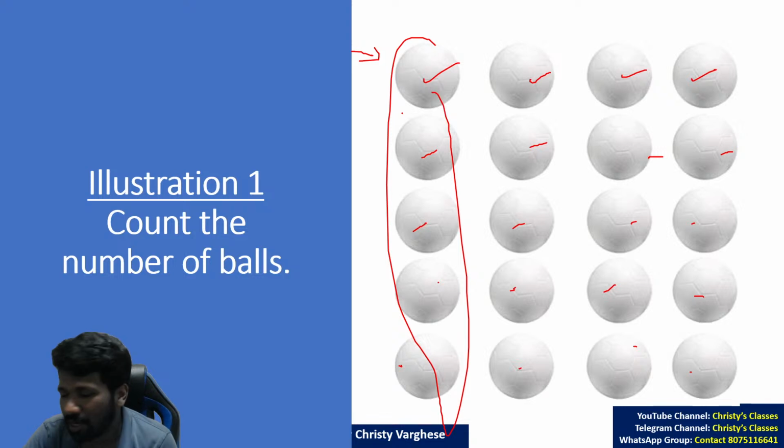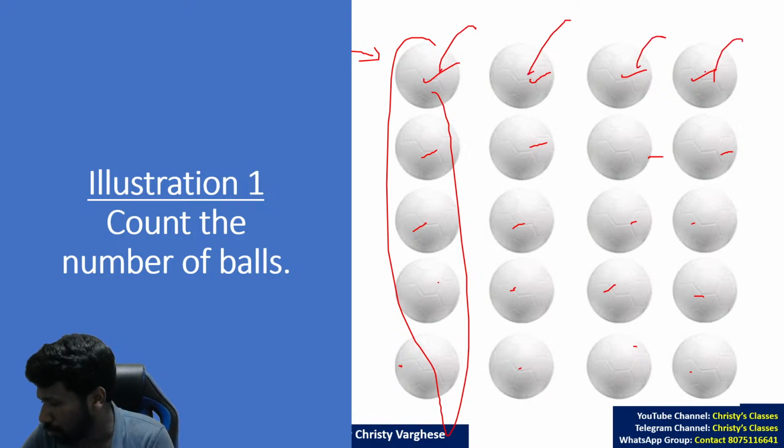Selection of rows can be done in 5 ways. Filling of rows can be done in 4 ways. So both things together are needed to count all the balls. So 5 into 4. So you are already using the fundamental principle of counting in your real life. That is what I am trying to say.